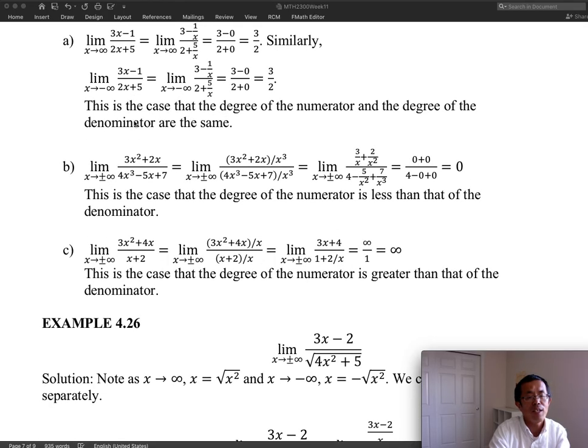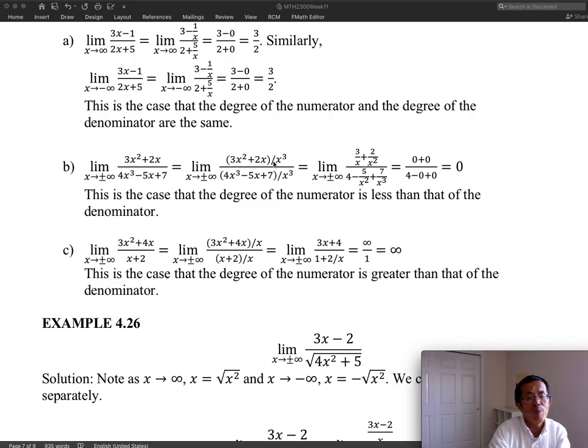And the next case is still the limit of a rational function such that the degree of the numerator is less than the degree of the denominator. In such a case, what I did here is I have two limits combined together. Still make sure you understand, these are two different limits. But anyway, they are taking the same limit here. So I combine the writing part together.